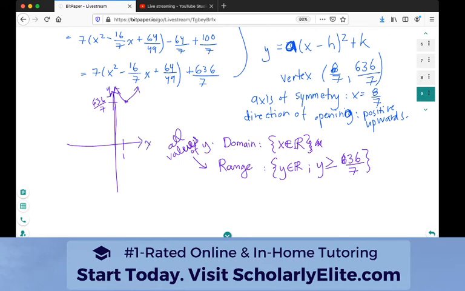Basically what we're saying is that the y value can only exist at 636 over 7 and upwards, because that's the reality of this particular graph. The vertex is a minimum, meaning it's at the bottom of the graph because the graph is going upwards, and therefore the y values only exist from that point up. They cannot be anywhere lower because obviously nothing is happening lower. Okay? So hopefully that makes sense.